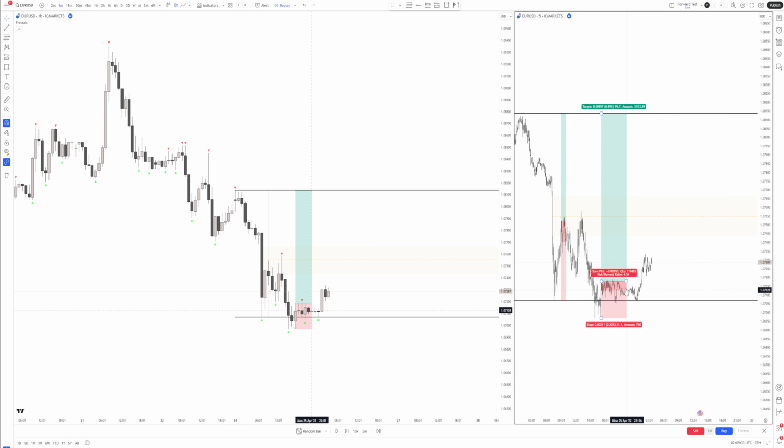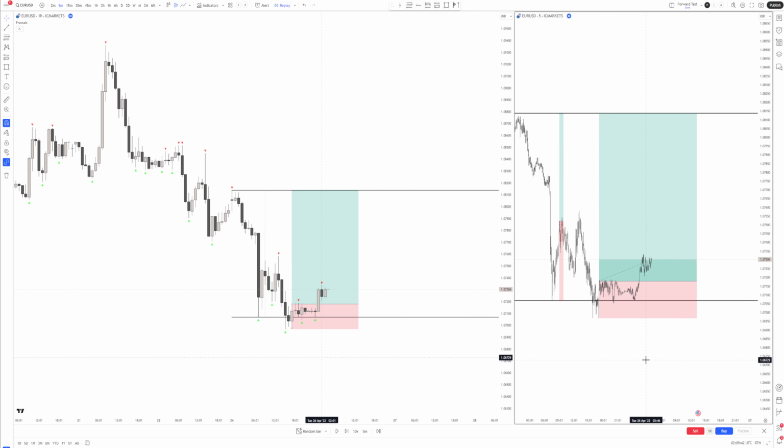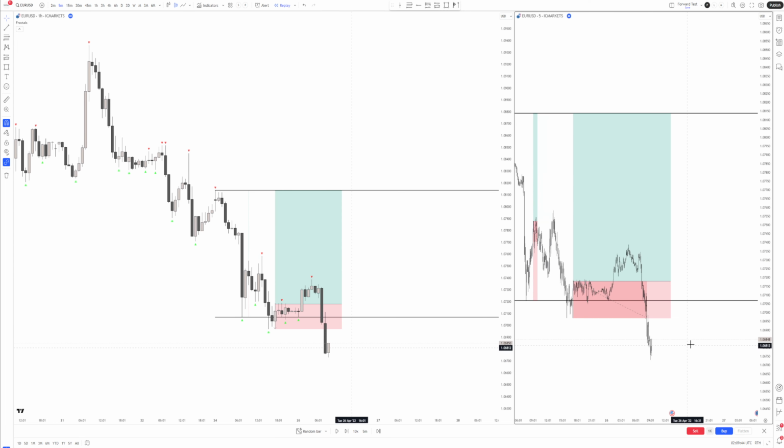Okay, now that's interesting, isn't it? So far so good. I'm going to get rid of this fair value gap here because it's already been filled, and we will just wait and see what price does. And you can see what's happened here. We have been stopped out. We were in a little bit of profit, but we've been stopped out.